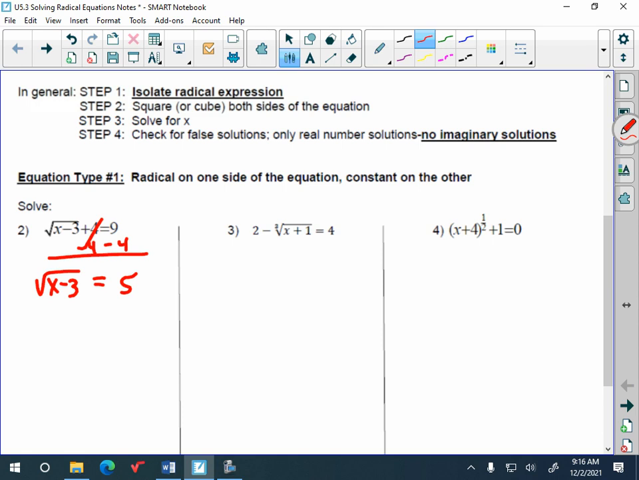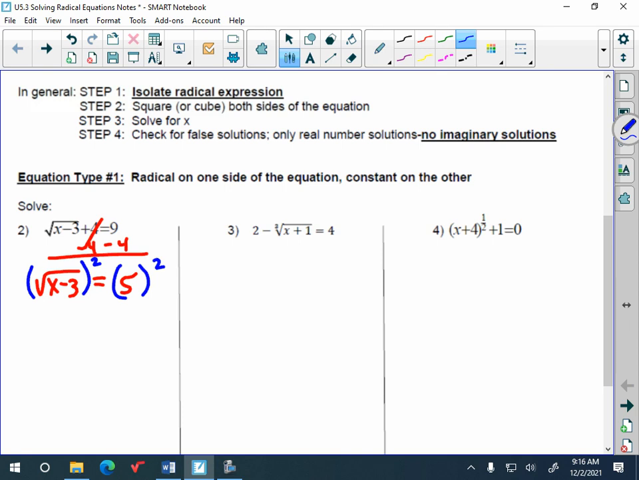We isolated the radical. Step 2, square or cube both sides. Since this is a square root, we're going to square both sides. Now try to get in the habit of putting the number in parentheses, okay, and then square that.